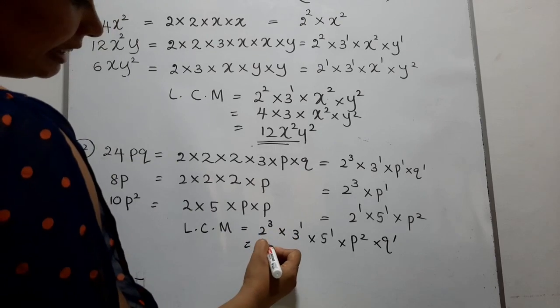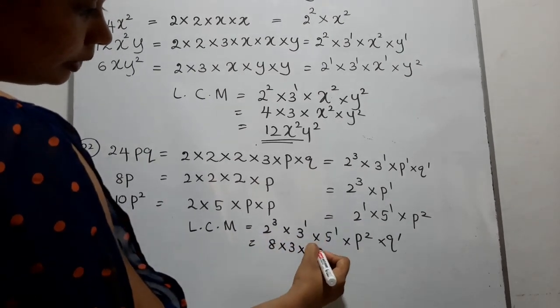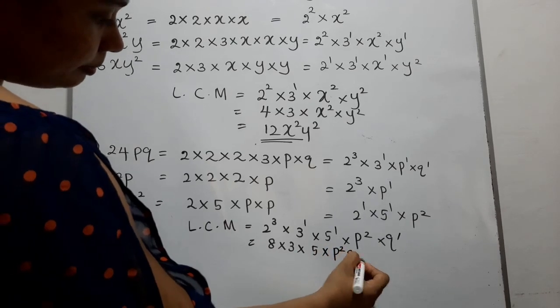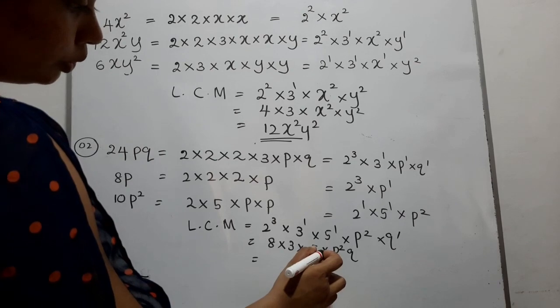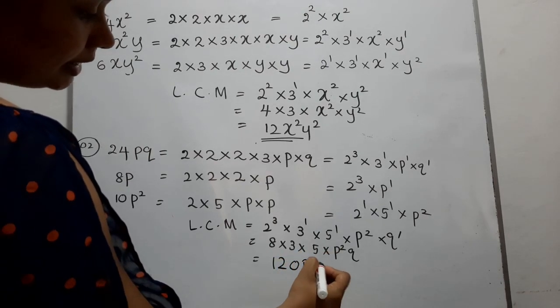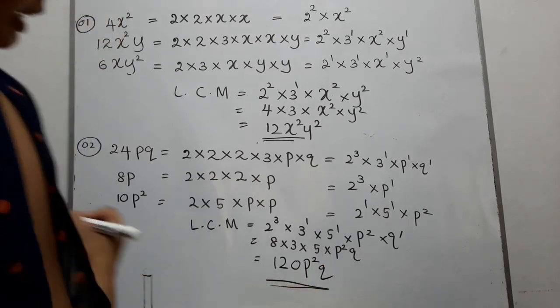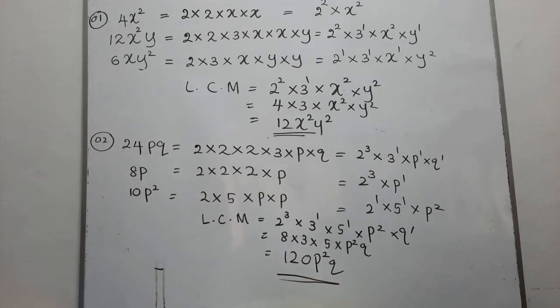You know 2 to the power 3 is 8. 3 to the power 1, 3. 5 to the power 1, 5. Here p squared q. 8 into 3, 24. 24 into 5, 120 p squared q. Now here the LCM is 120 p squared q.